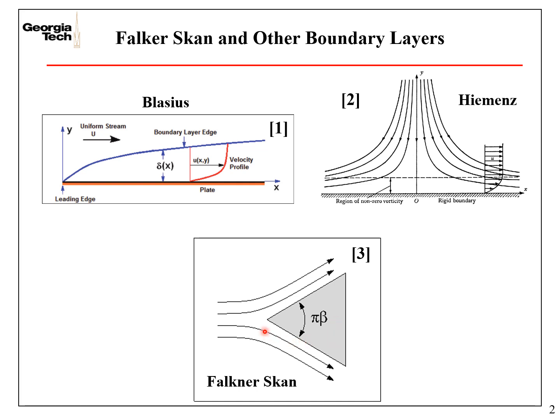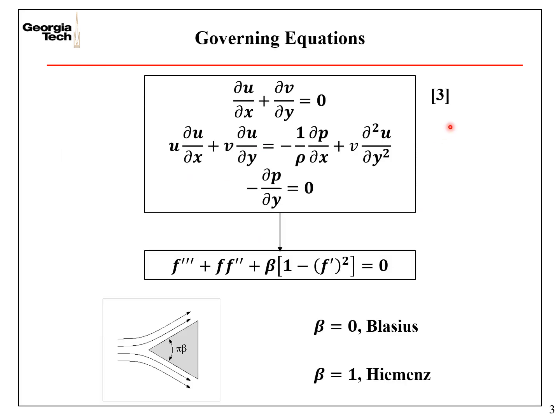So for example, if beta is equal to 0, we have the Blasius case. If beta is equal to 1, we have the Hiemenz case. Now we have the different governing equations. The first equation is our continuity equation. The second equation is the x momentum equation, and the third equation is the y momentum equation.